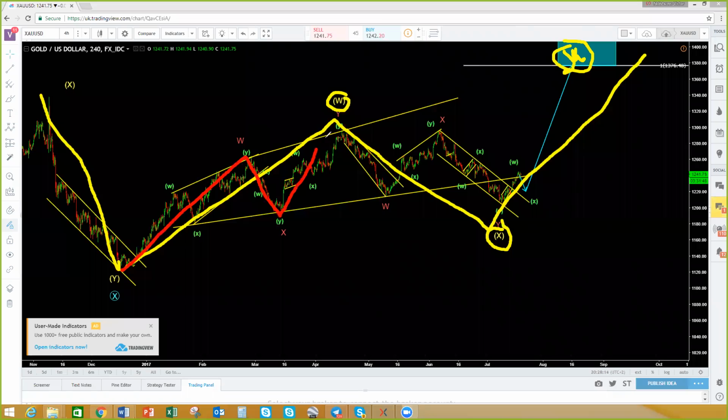So you can see that I've got another zigzag within this string. And what am I expecting? I'm expecting to have the same thing here on gold, but going upwards, all the way up to 1,376. That is my target on gold. But I haven't got an entry yet, which is what we need to do.